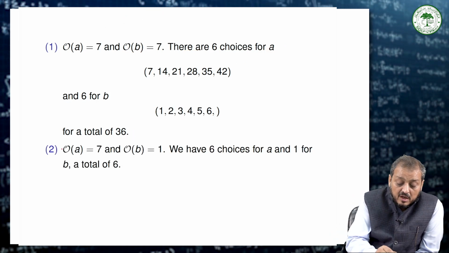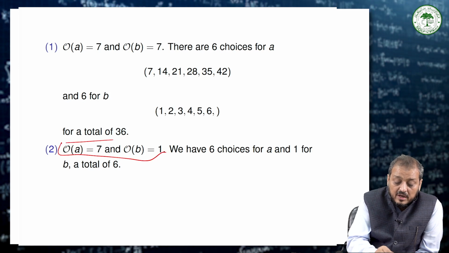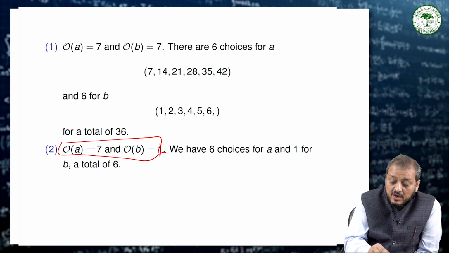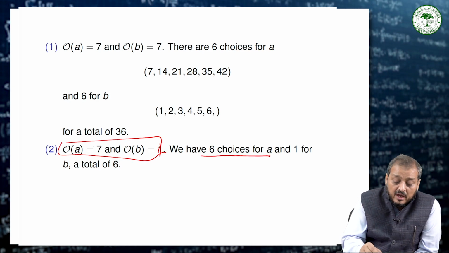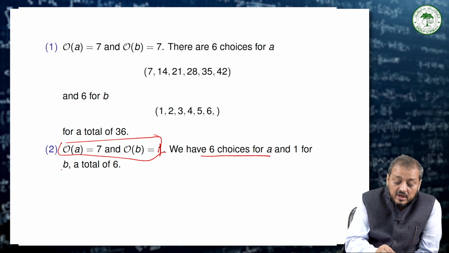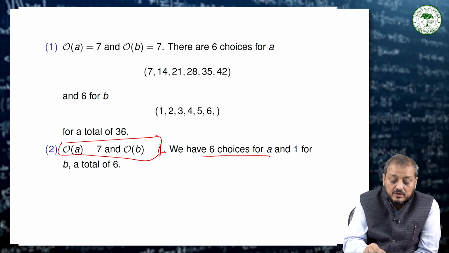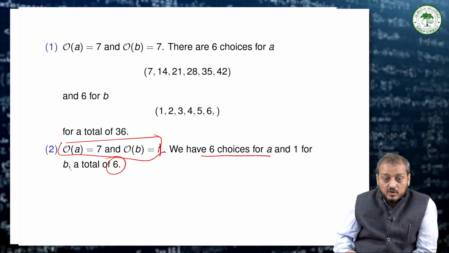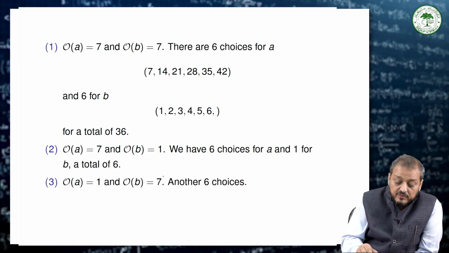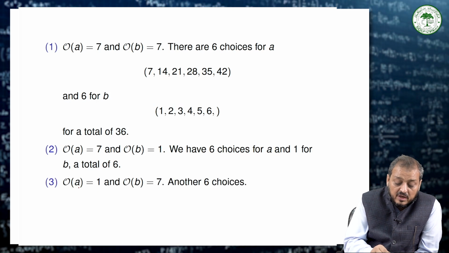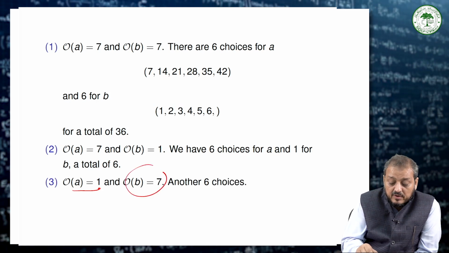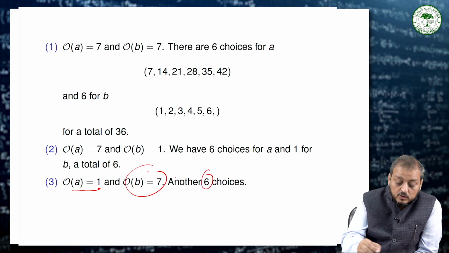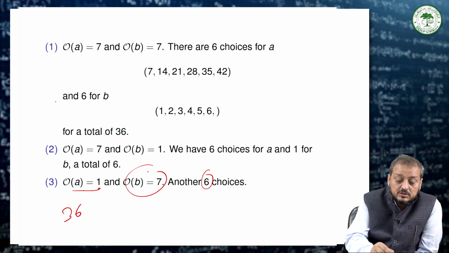And now if we have order of A is equal to 7 and order of B is equal to 1, in this case you have 6 choices for A, and for B only 1 choice. So the total is 6 into 1, which is equal to 6 choices. Another choice is A is equal to 1, or B is equal to 7. Then again for A we have 1 choice, and for B we have 6 choices. So the total number of choices is 36 for this.